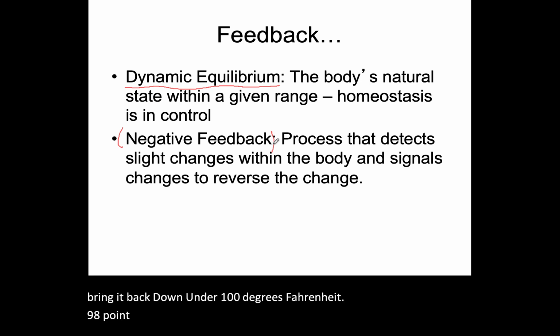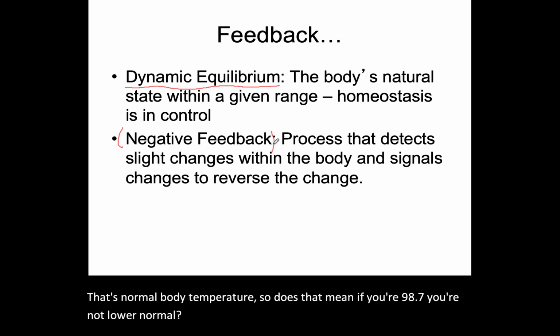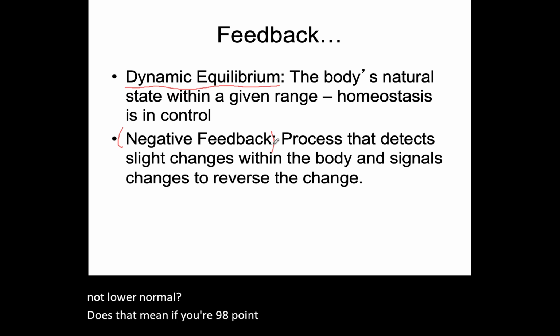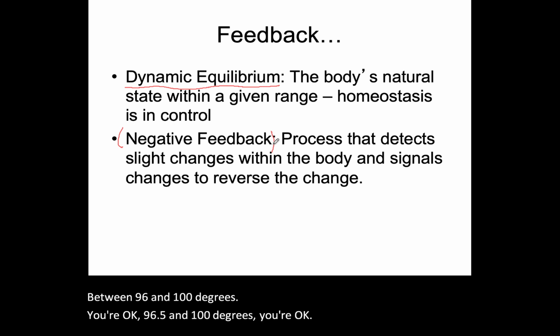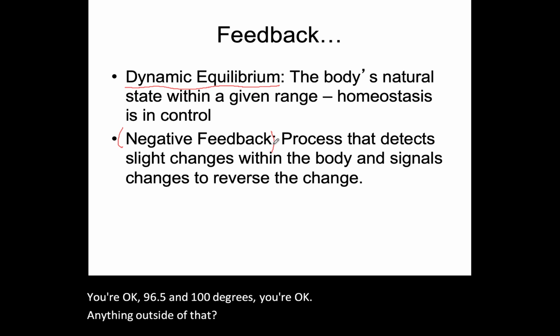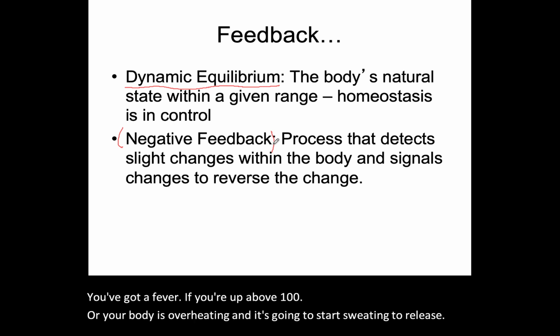98.6. That's normal body temperature. So does that mean if you're 98.7, you're not normal? Does that mean if you're 98.5, you're not normal? No. Absolutely not. Between 96.5 and 100 degrees, you're okay. Anything outside of that, you've got a fever if you're up above 100. Or your body's overheating and it's going to start sweating to release that water.